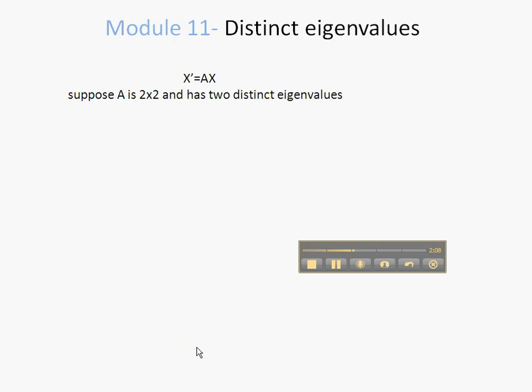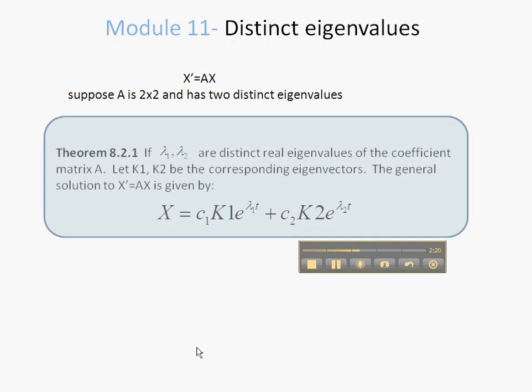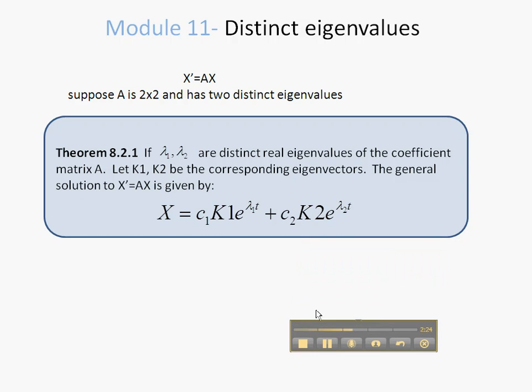Okay, so there are three cases. The first case: we're going to restrict ourselves to 2x2 matrices. Suppose that we have two distinct eigenvalues, two different eigenvalues. Well, in that case, we find the eigenvectors corresponding to each of the eigenvalues, say k1 for lambda 1 and k2 for lambda 2, and we can write the general solution in this form. The eigenvector times e to the eigenvalue times t, and then we have two of those.